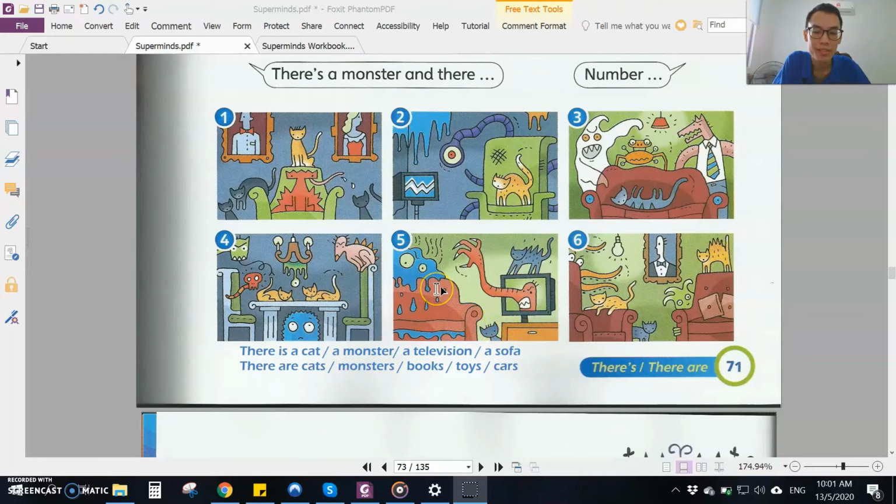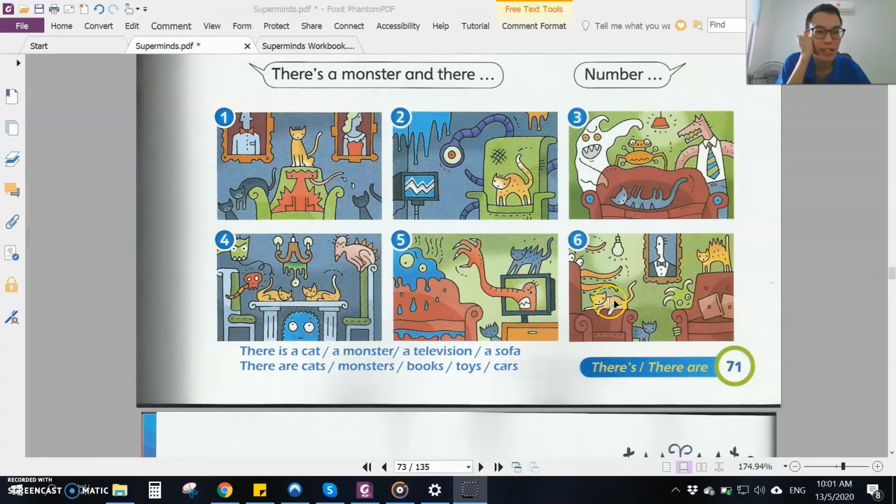Picture 5. How many cats can you see? 2 cats, one over here and one here, one over here on the television. So there are 2 cats. How many monsters? 2 monsters. There are 2 monsters.